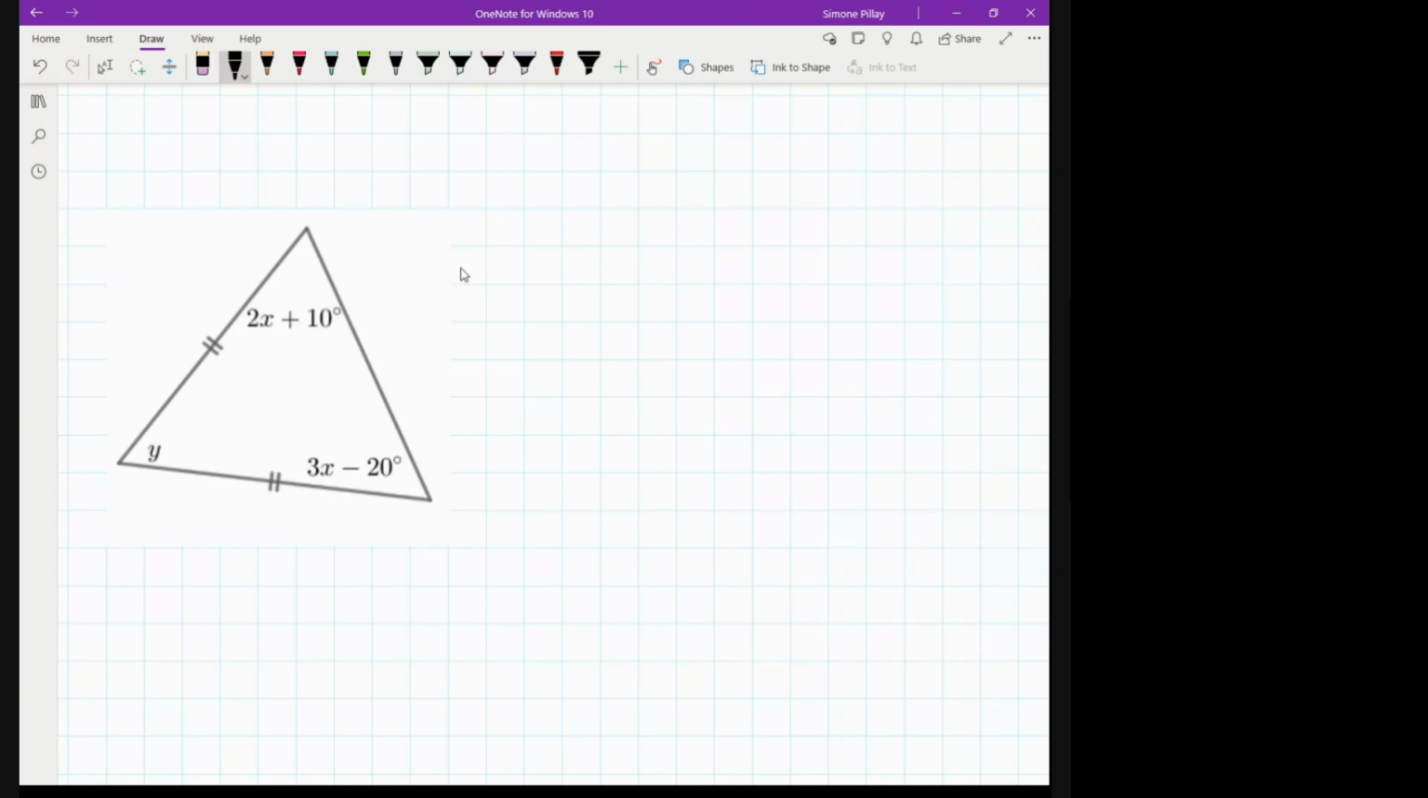So, okay. So I said 2x plus 10 plus 3x minus 20 is equal to 180. Why? Because sum of angles in a triangle. But you only added these two. You didn't add Y. Oh, plus y, ma'am. Okay, so let's fix that. And then, ma'am, I said 2x plus 3x plus, and then I said minus y minus 10.